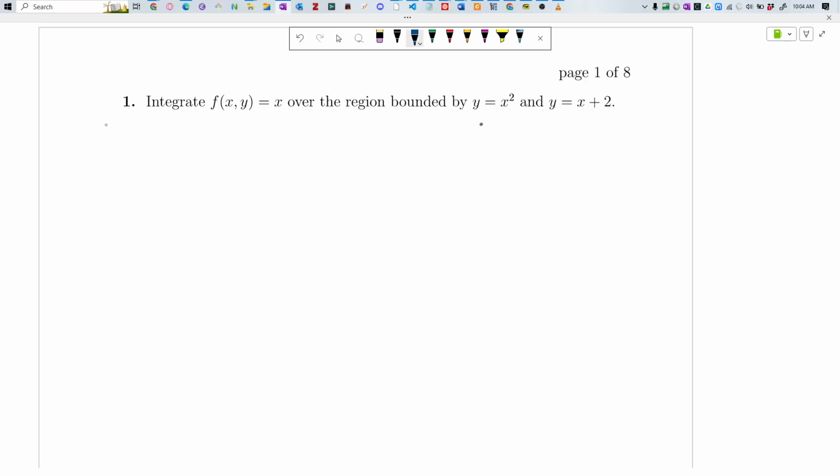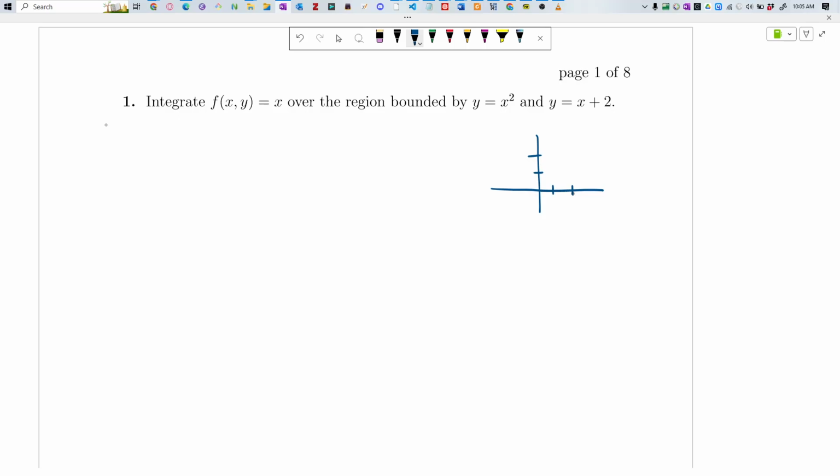All right, so first we integrate this function over this region bounded by y equals x squared and y equals x plus 2. So the first thing I want to do, okay, to me this looks like it's talking about a two-dimensional integral. I want to depict what this shape is. Certainly it's a parabola, but I'm thinking there might be multiple intersection points that can happen.